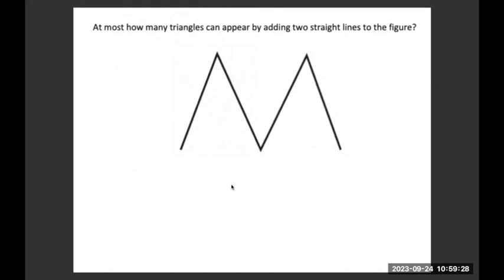So here you're given a diagram. What you have to guess is the number of triangles, the maximum, or 'at most' means maximum. The maximum triangles that can appear by adding just 2 straight lines to the figure. You have to add 2 straight lines to the figure and guess the maximum triangles which will come about.